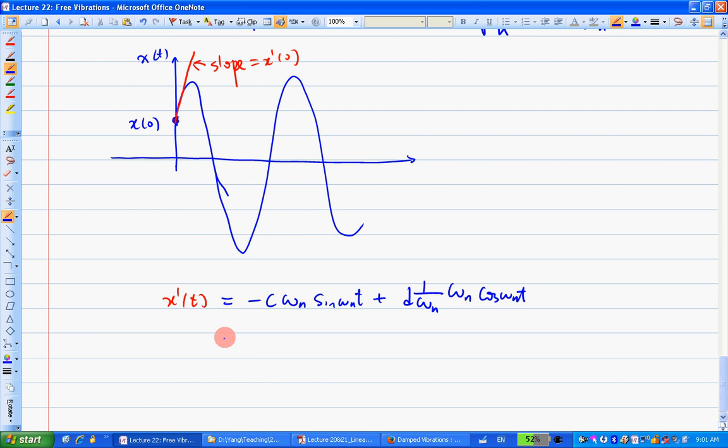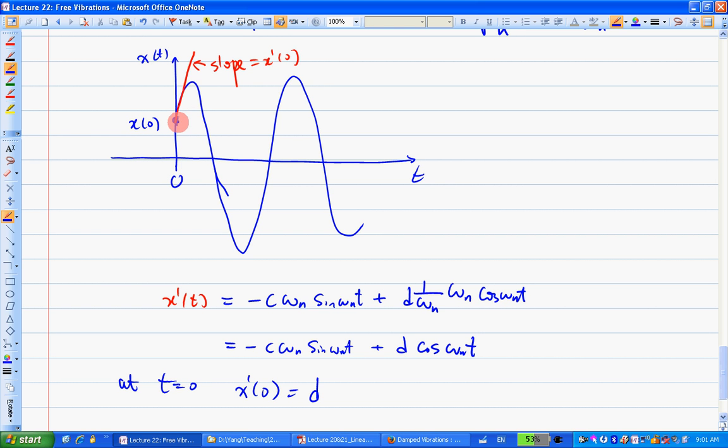Then I can simplify this slightly, which is negative c omega n sine omega nt plus d cosine omega nt. And we're talking about initial here, which means the t value is 0, right? So at t equal to 0, you plug in t equal to 0 over here. What do we get? We get x prime 0 is d. That's exactly what we want.